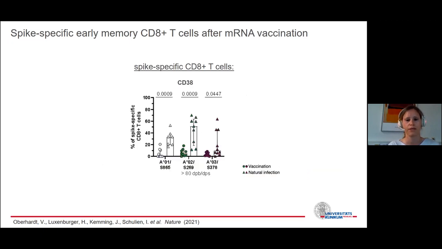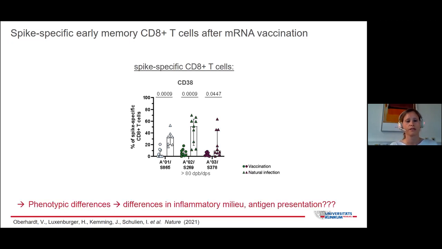And we wondered whether these phenotypic differences are also evident for other markers. And we also stained for the activation marker CD38. And also here we could detect differences. In particular, we observed a higher expression of this activation marker after natural infection compared to vaccination. So these phenotypic differences might be due to differences in the inflammatory milieu, antigen presentation, route of antigen delivery, etc.